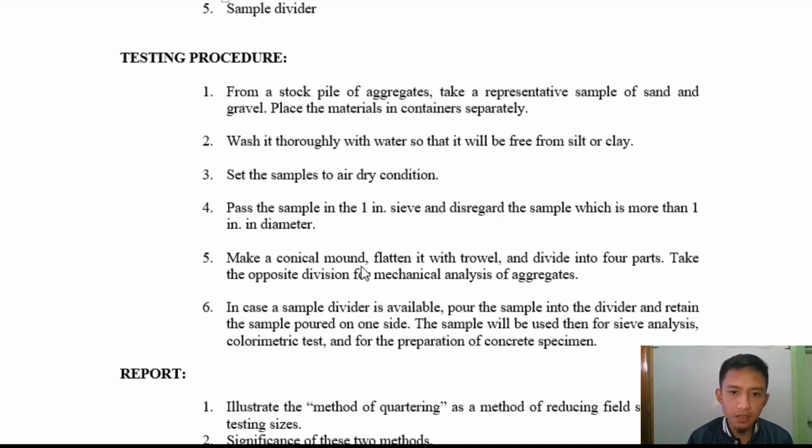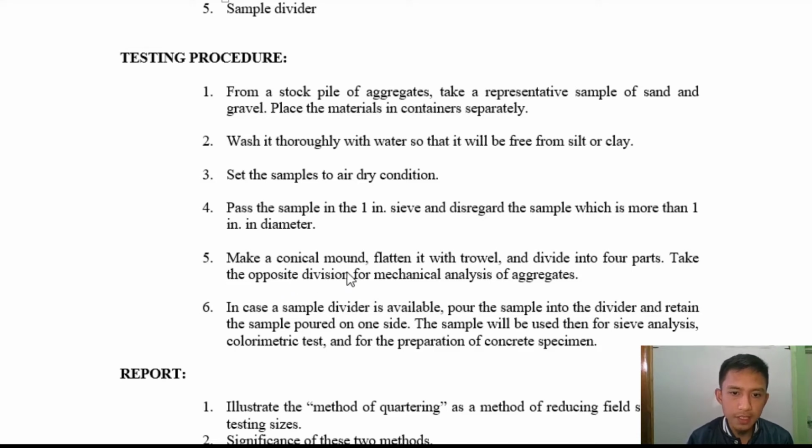And then make a conical mound, flatten it with a trowel, and divide it into 4 parts. Take the opposite divisions for mechanical analysis of aggregates. So that is what we are going to do. Form a conical shape, flatten it, divide it into quarters or 4 parts, and then get the opposite quarters, and that will serve as your sample size. If that is still a lot, then you need to repeat the process until you reduce it into the desired amount or sample size. And so you will see that on the video.